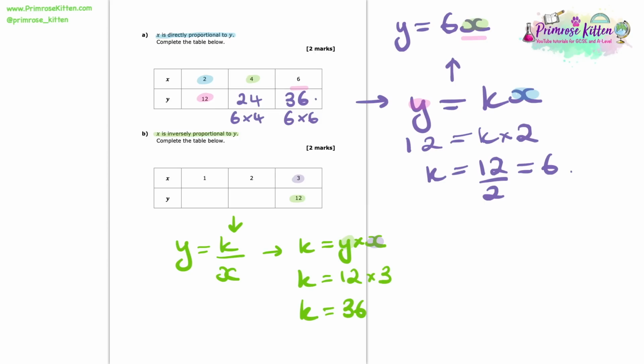So k equals 36. So if we now go back to the equation, y equals k over x, we can put in place of the k 36. So here we've got y equals 36 over x. Now that we've got this formula, we can go back to our table and we can say that when x is equal to 1, we can substitute that in. So y will be equal to 36 divided by 1, which is simply 36. Now we'll do exactly the same when x equals 2. We're going to say that y is equal to 36 over 2, which gives us 18. And so there we have completed our table.